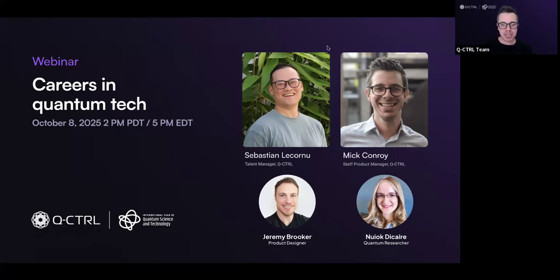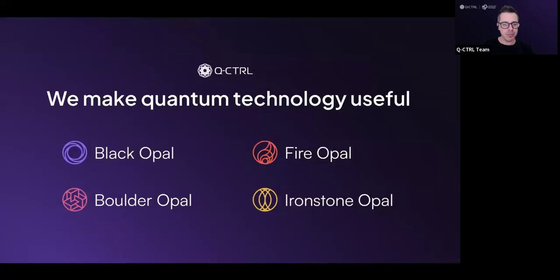So first, a little bit about Q-CTRL. Q-CTRL is a quantum technology company. We've been around since 2017, and we now have employees throughout Australia, the US, Europe, and the UK. We make AI-powered quantum infrastructure software to make quantum useful. And we have a heap of products that help us do that.